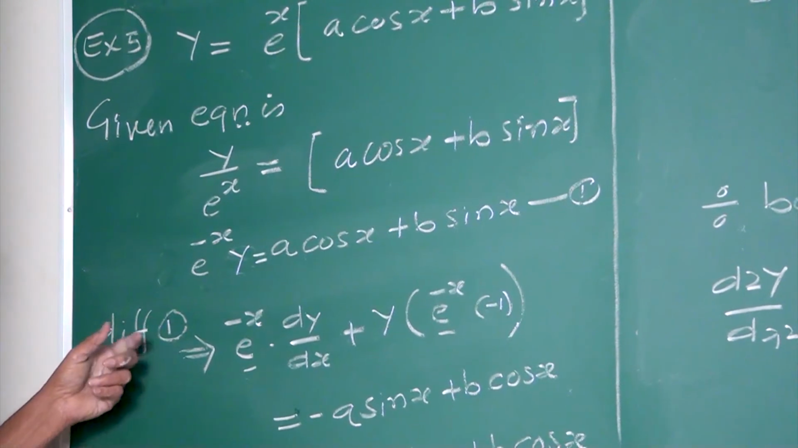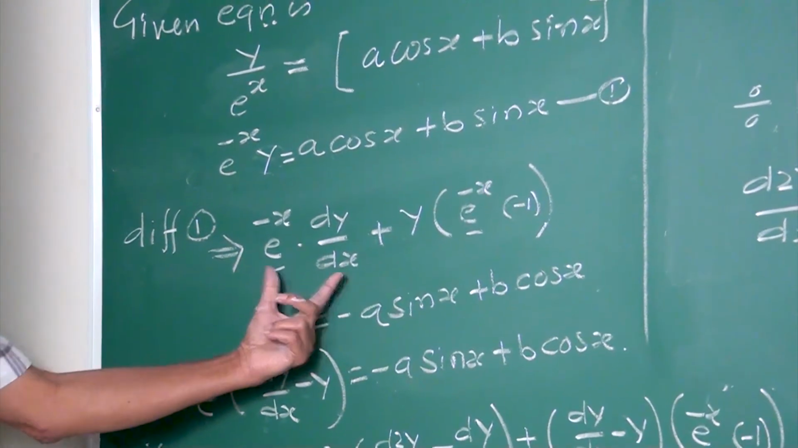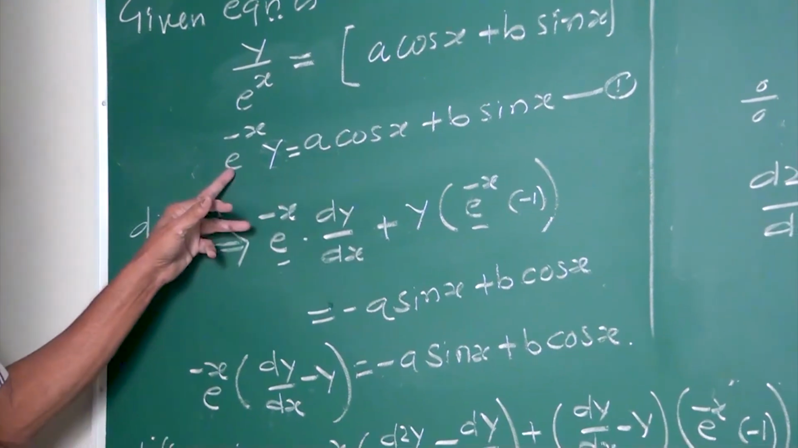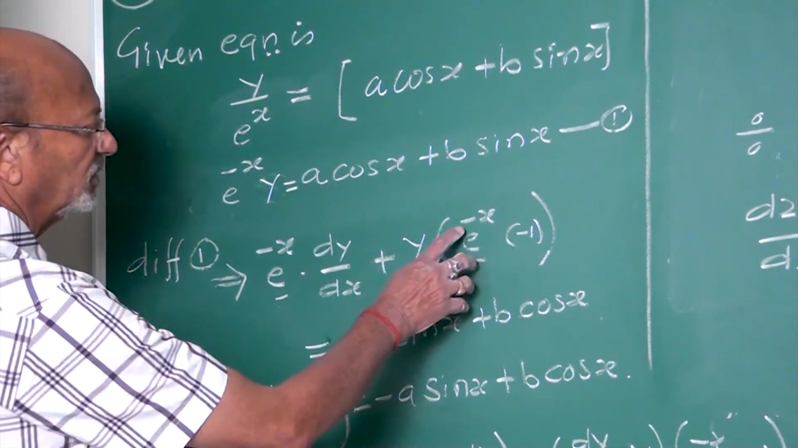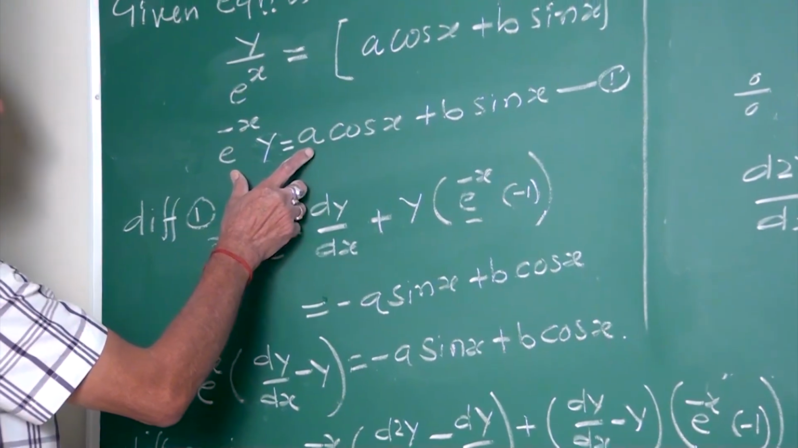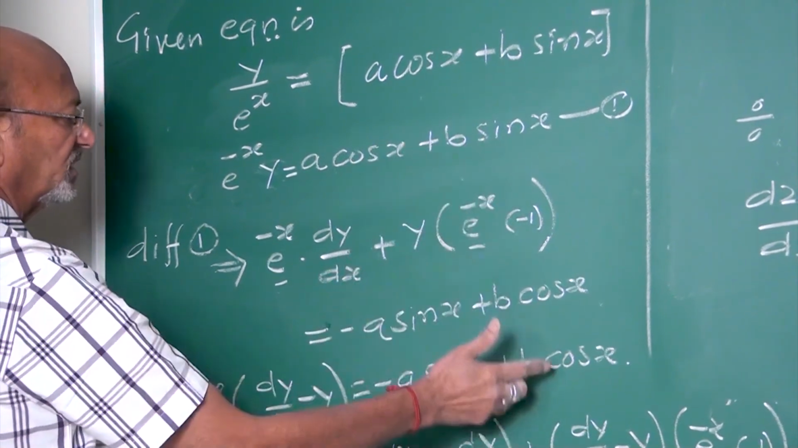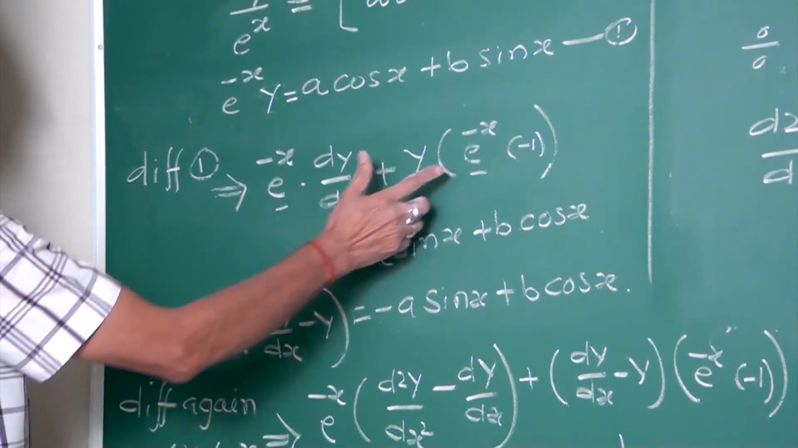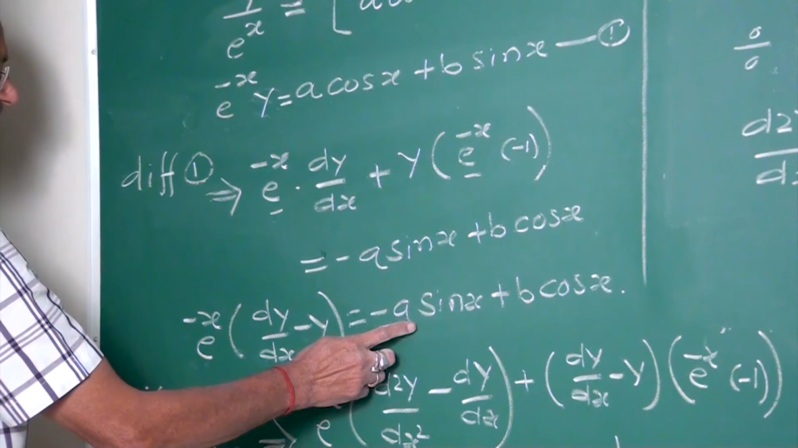First differentiation. Product formula is here. First function as it is, derivative of second as it is, derivative of e to the power minus x, e to the power minus x into derivative of power is minus 1, equal to derivative of RHS, a minus sine plus b, derivative of sine is cos. Yes, my friend, e to the power minus x is common. This is RHS.